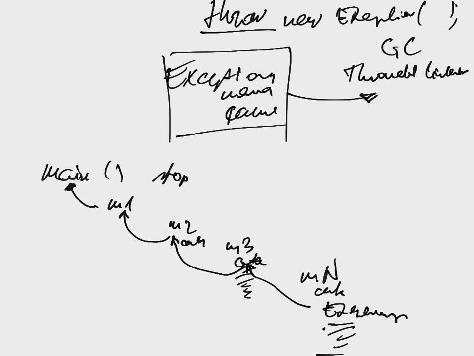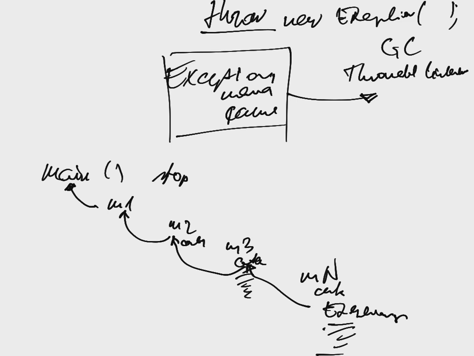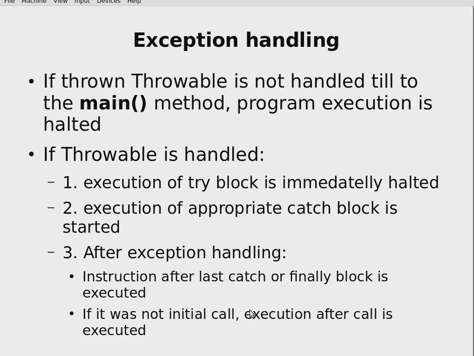So, if it is a single-threaded application and some thrown exception was not catched, then the entire thread is stopped and your application is stopped. And then if somewhere it was catched or caught, then if there was a finally block, then the finally block was also executed after that.